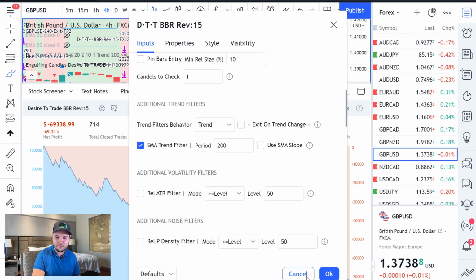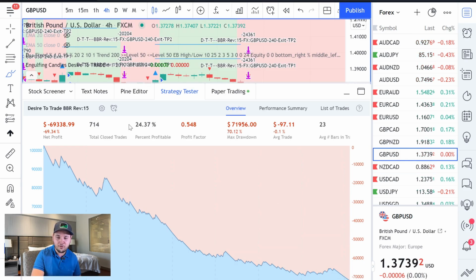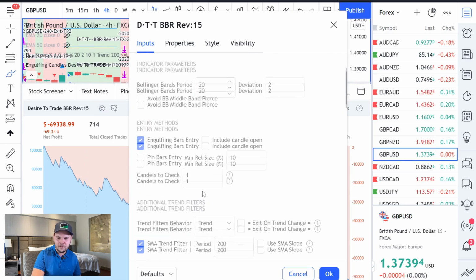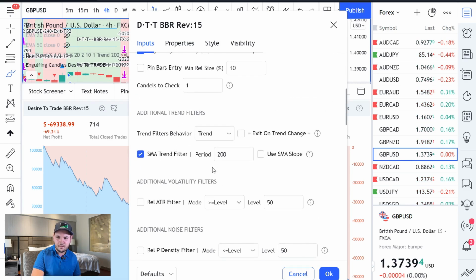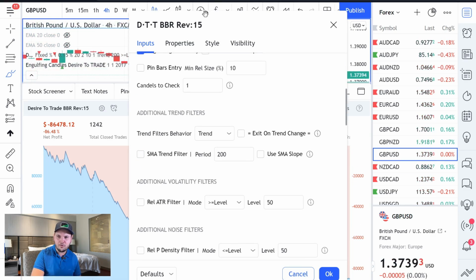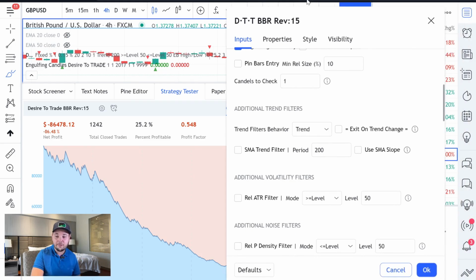And we have a few settings. So we'll just go here. What happens if we trade with the trend? Okay, so we've reduced our number of trades a little bit, I think. 24% win rate and 0.5 profit factor. Now, I forgot what it was before, so I think it was around 25%. Let's go back here. And what if we take off our SMA? 25. So we've actually gotten worse by using this filter.